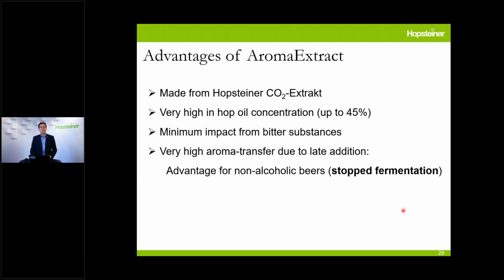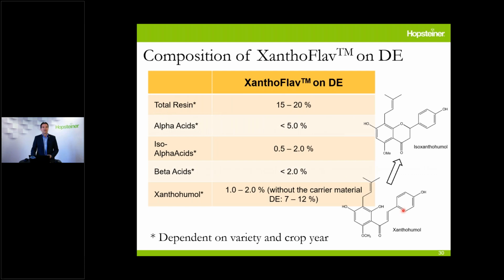Okay, that's all I wanted to mention. And now let's have a look at the third special product that we can use in the brew house to improve the quality of non-alcoholic beers or light beers. That is what we call Xanthoflav. That is the Xanthoflav family, and that is one product out of this family that is on diatomaceous earth. We use the DE as a carrier.